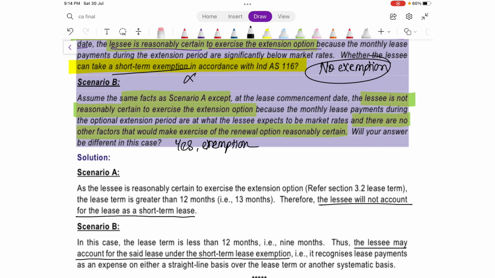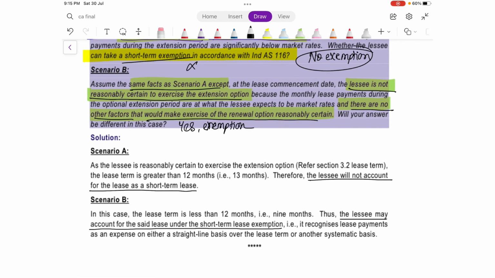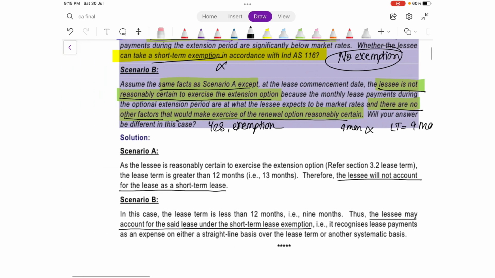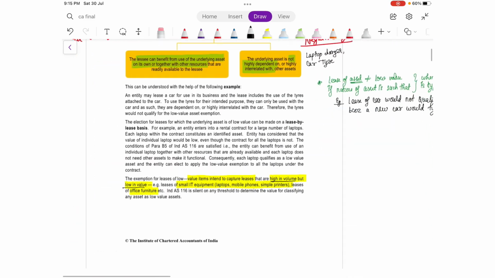Okay, scenario B. They are saying the facts are the same as scenario A, except the lessee is not reasonably certain to extend, and there are no other factors that would make the renewal option reasonably certain. So here they are not going to extend for the extra 4 months. So your lease term here will be how much? 9 months only. This is less than your 12 months. So here this can be said to be a short-term lease and you can avail the exemption. So that was your illustration number 1.